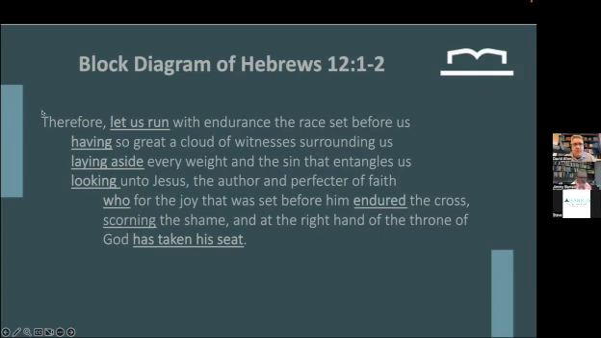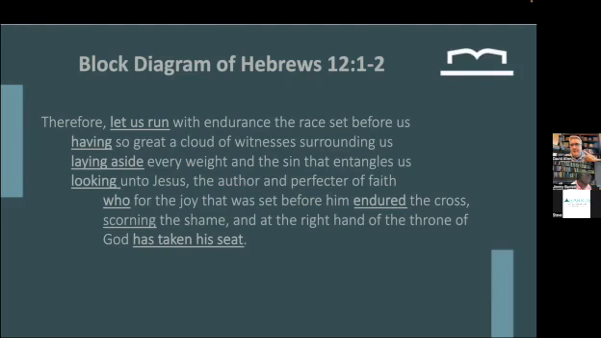Notice what's at the far left side of the screen. That's where you put the independent clauses or independent sentences or the mainline information. We've already discovered in our text, therefore let us run with endurance the race set before us. That's the main information in our text. That's the only independent clause in our text. Everything else is dependent. So notice in the block diagram, this is placed as far left as we can get it to indicate that it is the most dominant information.